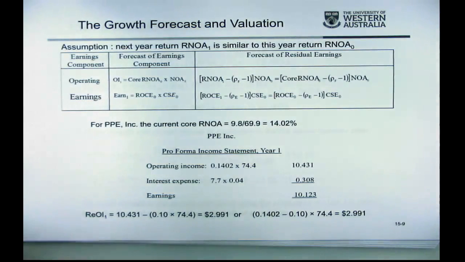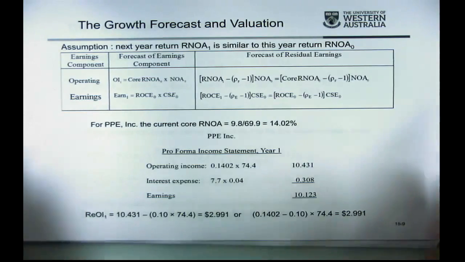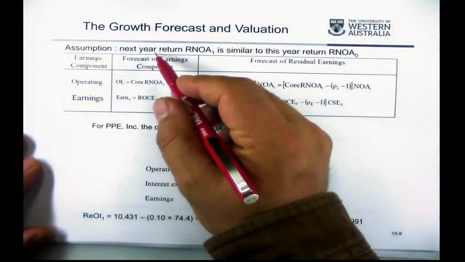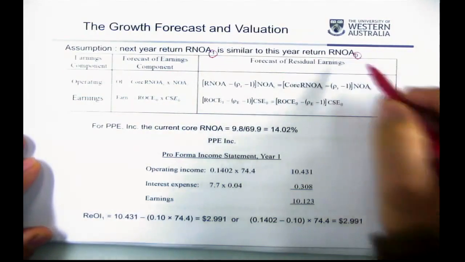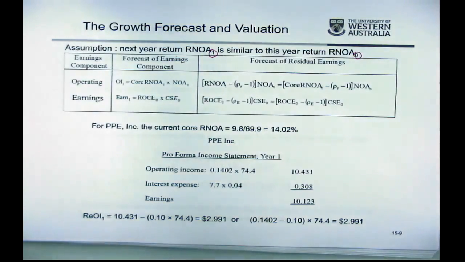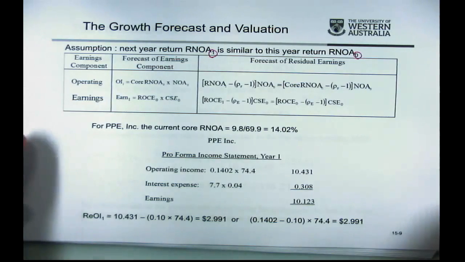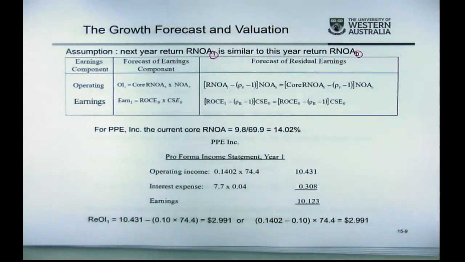Now, if you believe that the firm will be growing, for example, at a constant growth rate, it is assumed here that next year's return on net operating assets is similar to this year's return on net operating assets. Okay, so this is a simple assumption. Again, we are talking here about core ratios. We should use core ratios in the valuation. Make sense?